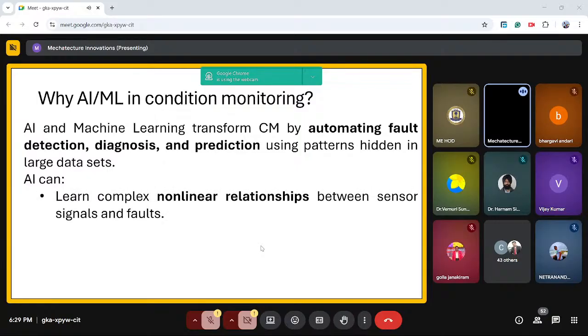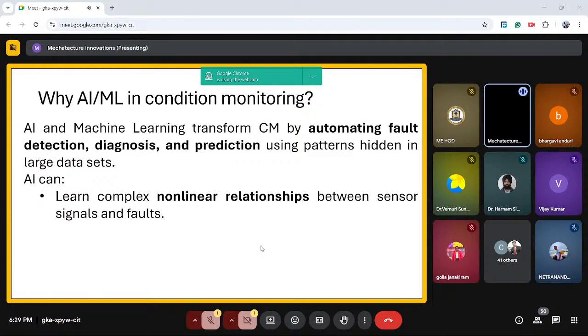So now, what can AI do? It can learn the complex nonlinear relation between the sensor signals and faults. Say if there is only one fault and the signals are affected by that fault, a human can actually find it. But if there is a combination of faults, for example a crack and also loss of lubrication, then the signals of both will come combined as a complex wave, which is very difficult for a human to understand. But AI can do it for you.